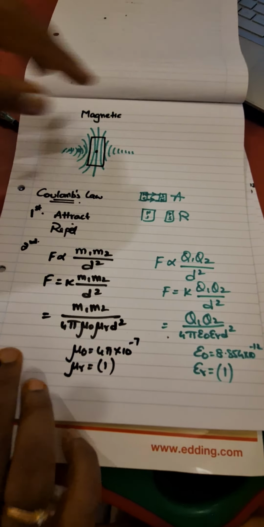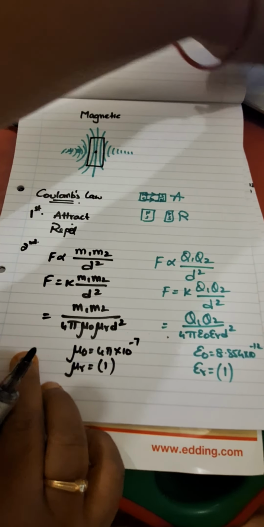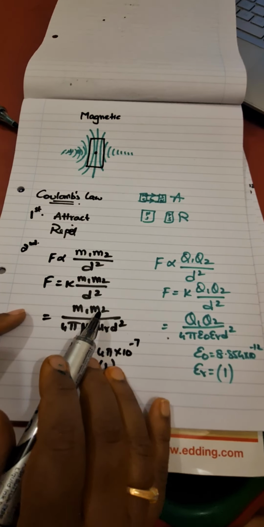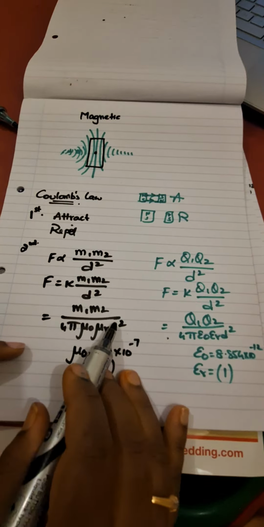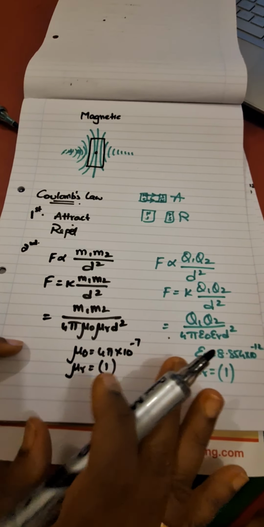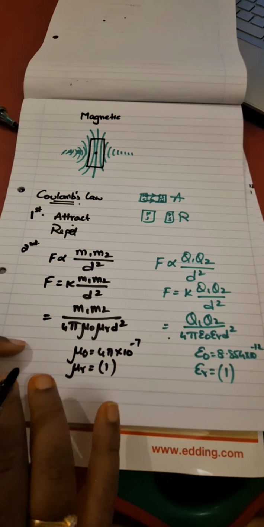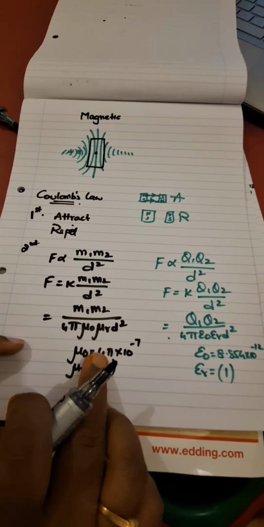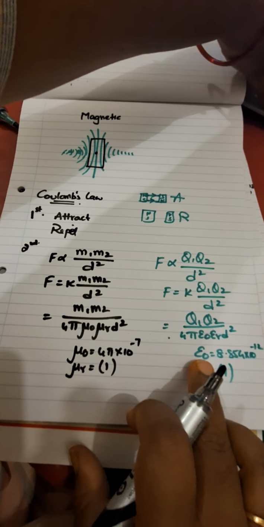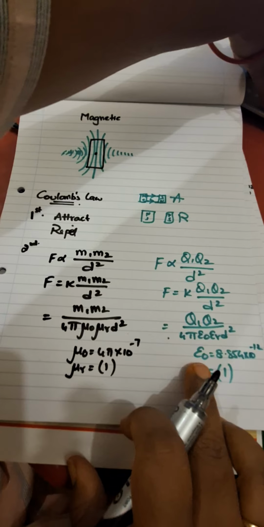Okay, so this is Coulomb's second law. The force of attraction or repulsion between the poles of m1 and m2 Webers placed a distance d meters apart in any medium is given by this formula. Here relative permeability is this, and here permittivity is this.